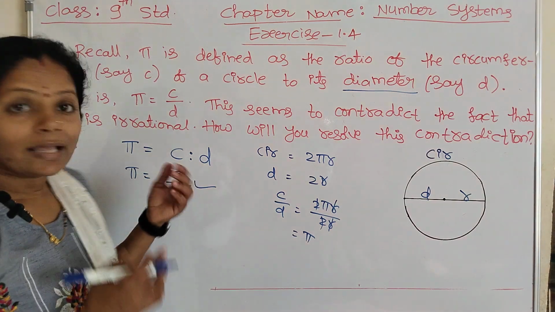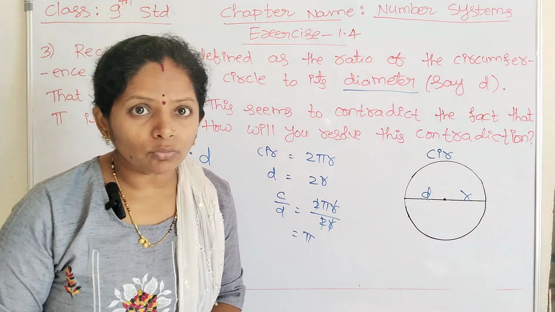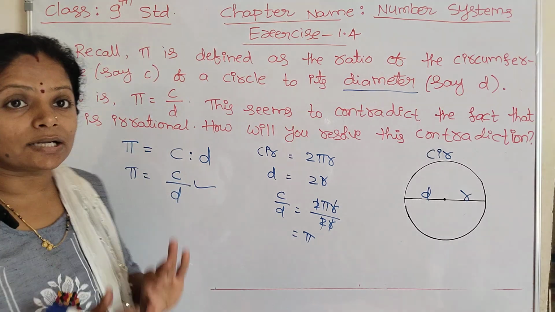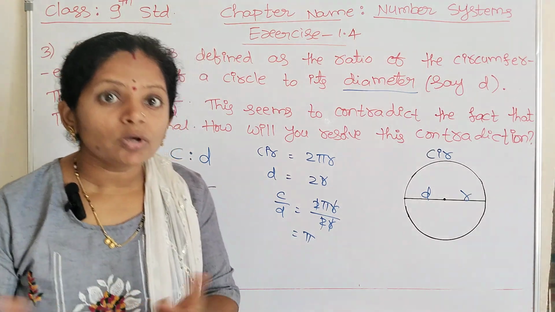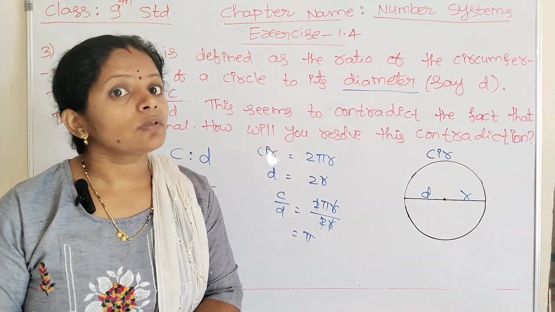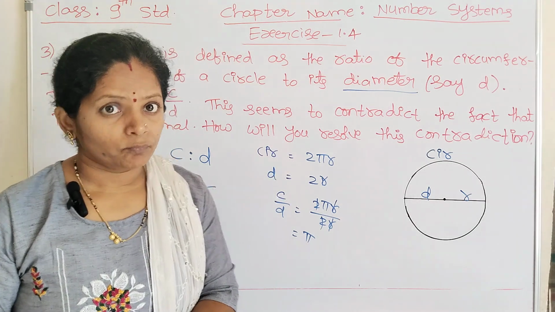Now here, is it in the form of p by q? It is in the form of p by q. Still, pi is said to be an irrational number. So, is it contradicting here? Yes. So, how can we resolve this?